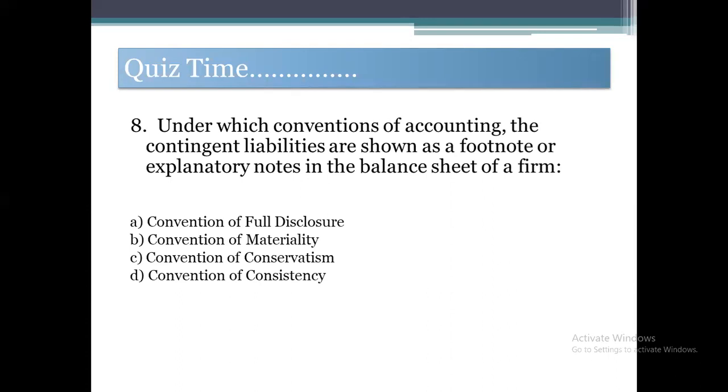You guys are right. Full disclosure says that any information which is relevant and very important for the stakeholders should be disclosed. Like in this case, any contingent liability. Contingent liability is nothing but any liability which can happen in the future. As per this concept of full disclosure, we will disclose that information.